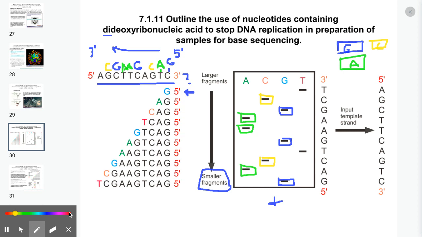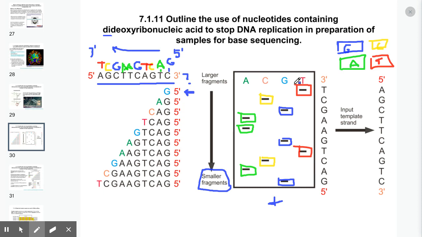We'll make it red. And then it goes along. It stops because another one can't connect to it. We run the machine again. We run the Sanger model again, and we get another one down here. So we have a thymine that's 1, 2, 3, 4 bases long. And then this one all the way down here is the longest one.